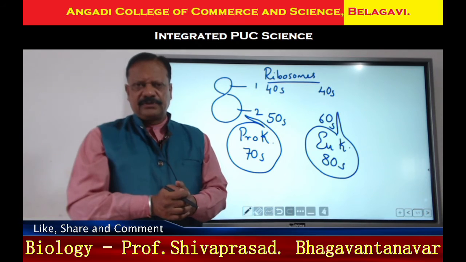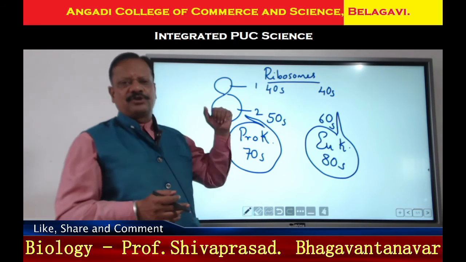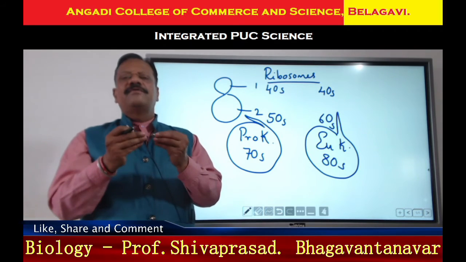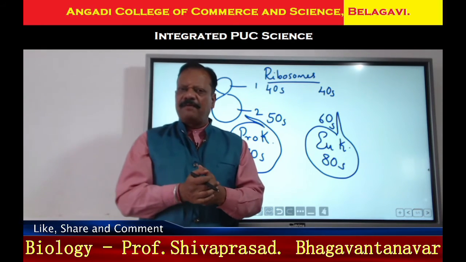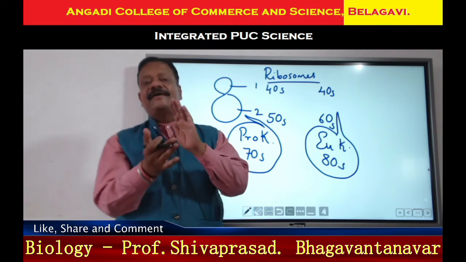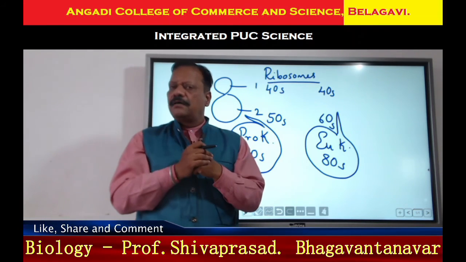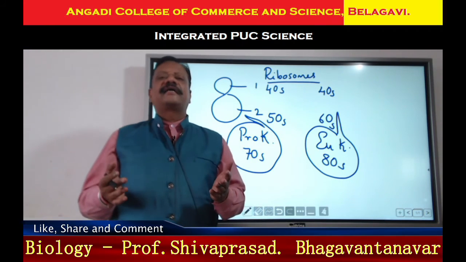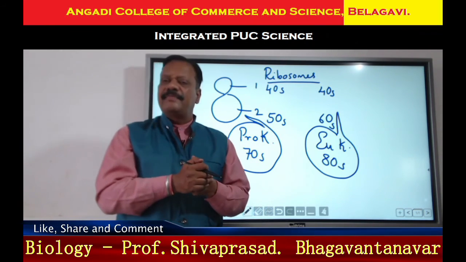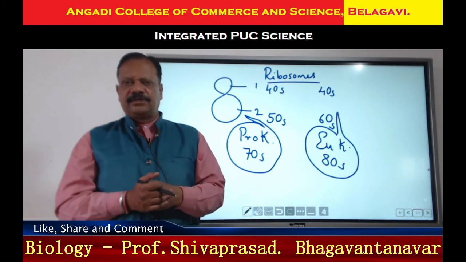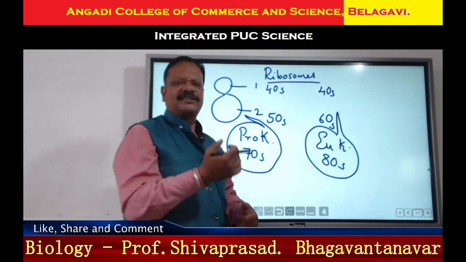So in this way, ribosomes are usually found all over the cell, usually freely in the cytoplasm. Sometimes they are grouped together. Sometimes they are attached with RNAs. Usually they are attached with mRNA, that is messenger RNA, and they help in protein synthesis. So we'll move to the next question now.